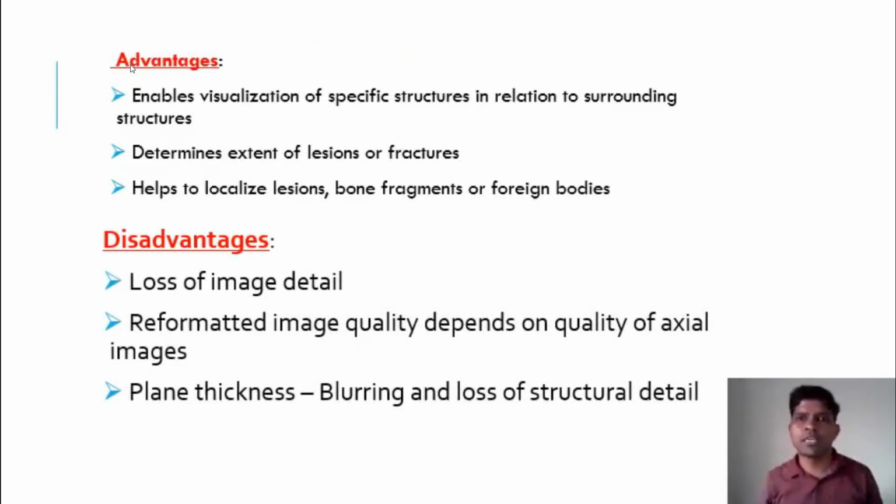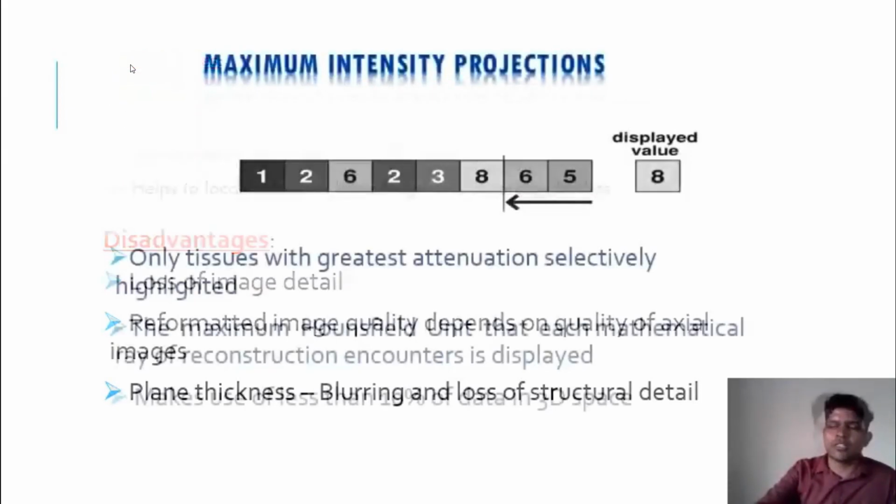So what are the advantages of this? It enables visualization of a specific structure in relation to surrounding structures, determines the extent of a lesion or fractures, and helps to localize the lesion, bone fragments or foreign bodies. But what are the disadvantages? Loss of image detail. Because with thinner slices there will be more information, many images will be combined together to increase the thickness, and we will lose the information in between the images. So reformatted image quality depends on the axial images, as I already told you during artifacts. Due to slice thickness there is blurring or loss of structure.